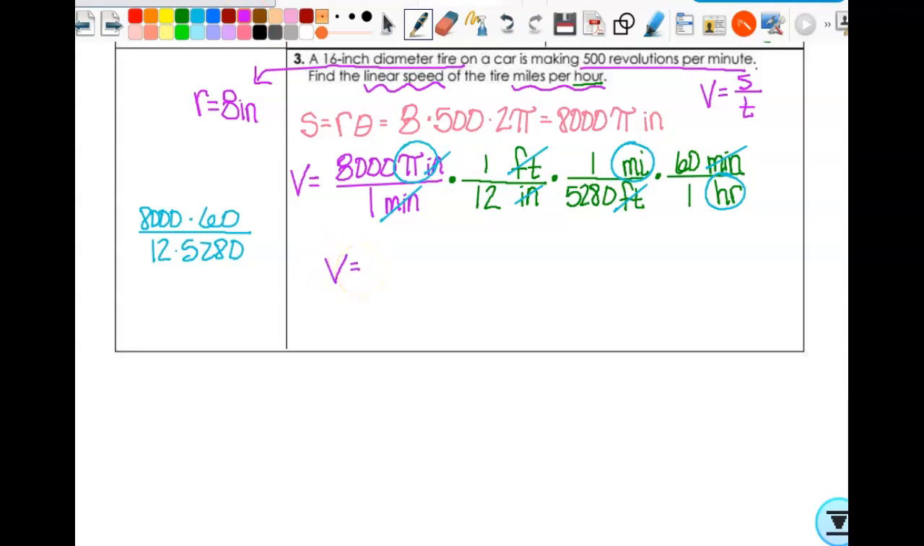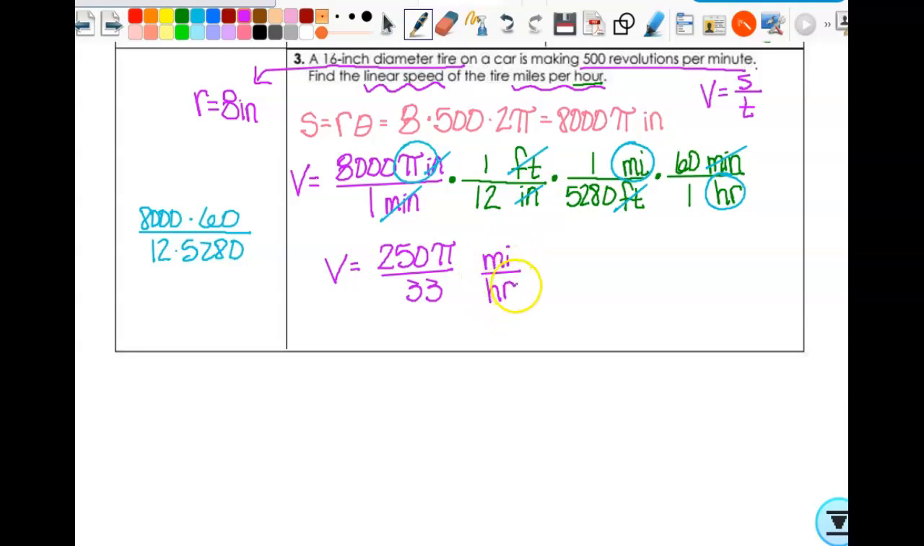So I'm just going to tell you, I want you pushing the buttons, but I want to make sure we're getting the right thing. Your calculator should give you 250 over 33. If it didn't, then you did something wrong. We need to figure out what that is, which means what you write down is 250 pi over 33, and then your units are miles per hour.